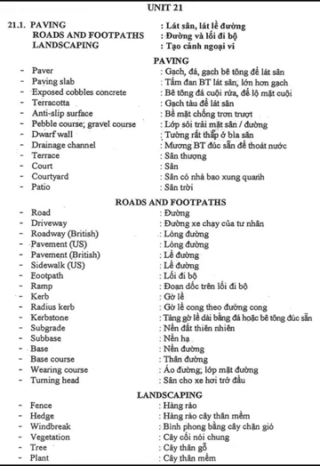Unit 21. 21.1. Paving. Roads and footpaths, landscaping. Paving. Paver. Paving slab. Exposed cobbles concrete. Terracotta. Anti-slip surface. Pebble course, gravel course. Dwarf wall. Drainage channel. Terrace. Court. Courtyard. Patio.